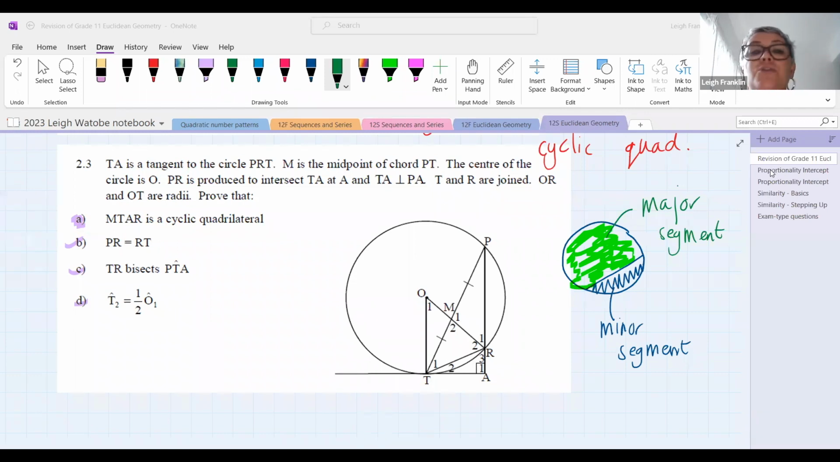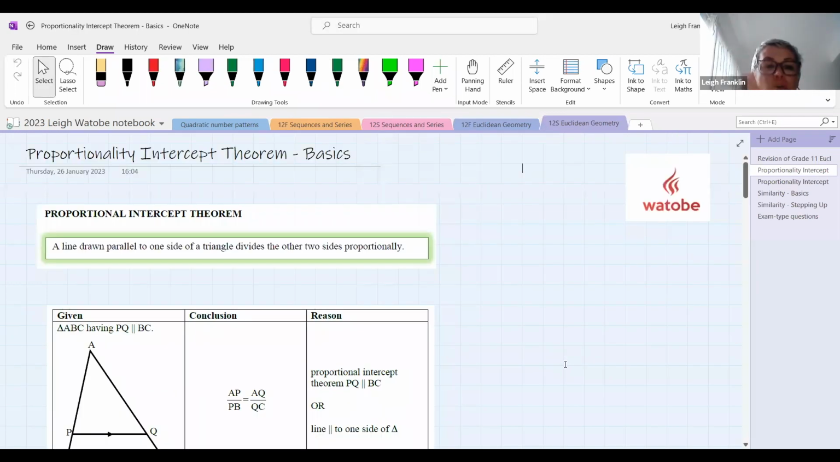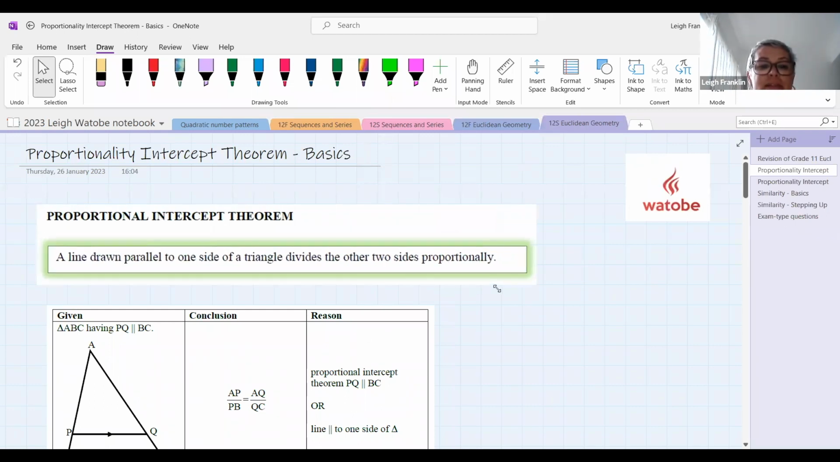All right, so what I'm going to do now is jump into the grade 12 work, because this is grade 11 work. The first theorem that you learn about in matric is called the proportionality intercept theorem. It states that a line drawn parallel to one side of a triangle divides the other two sides proportionally.